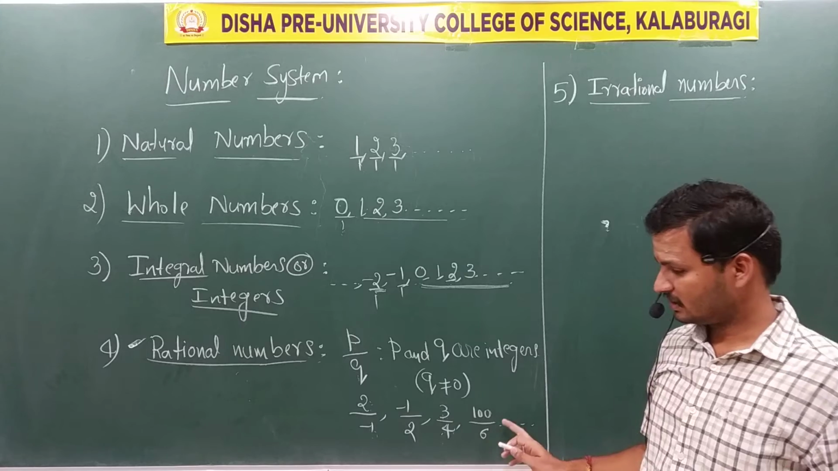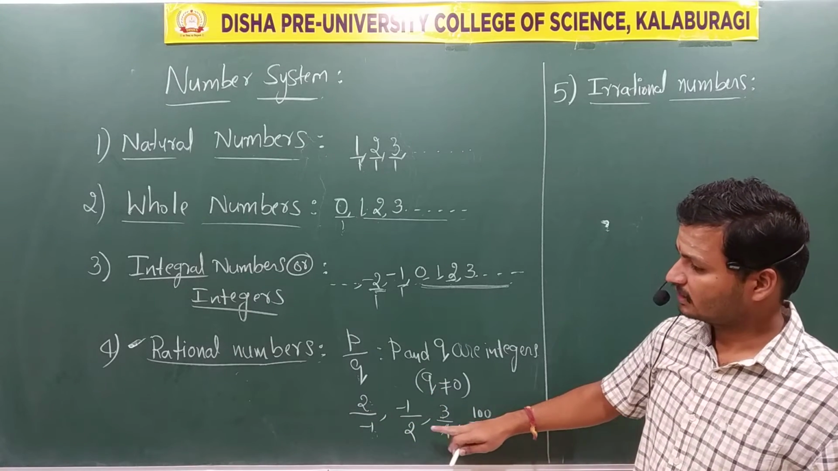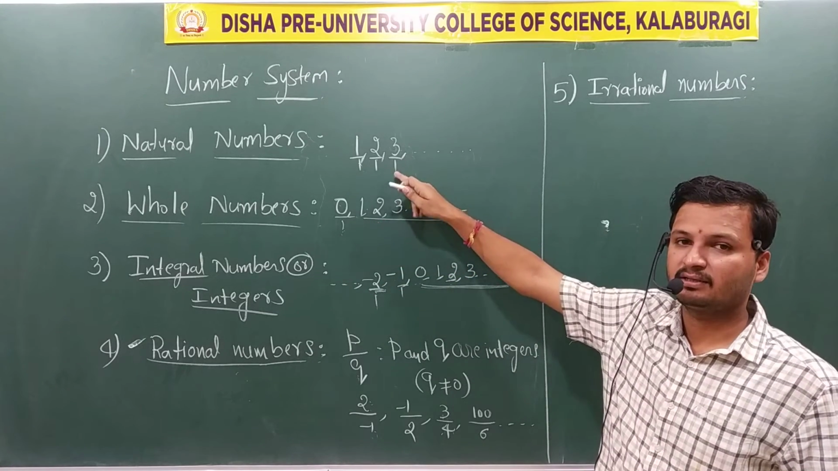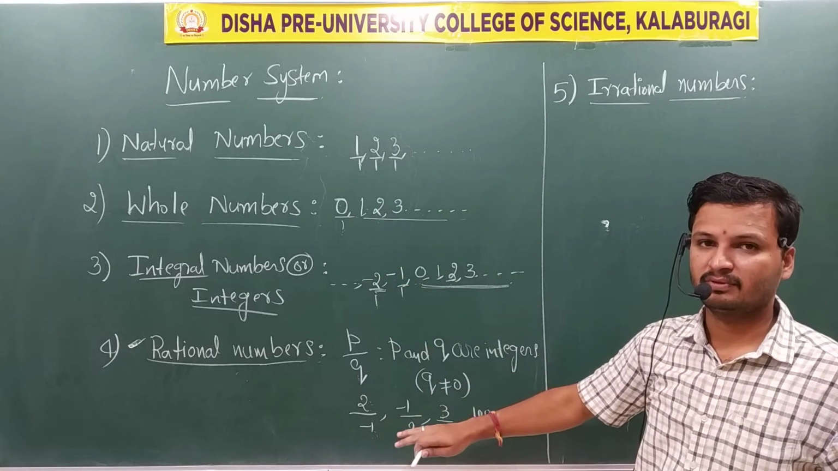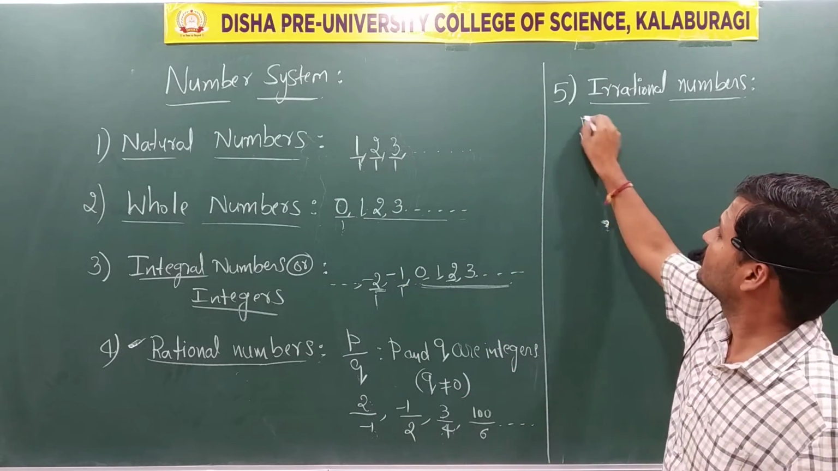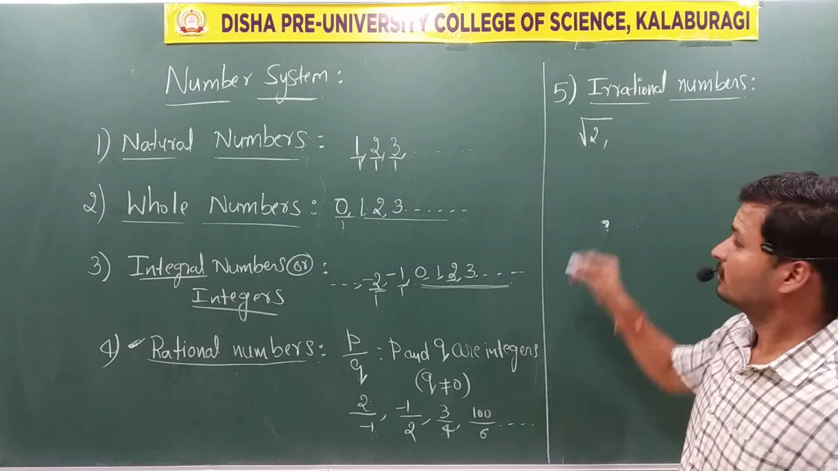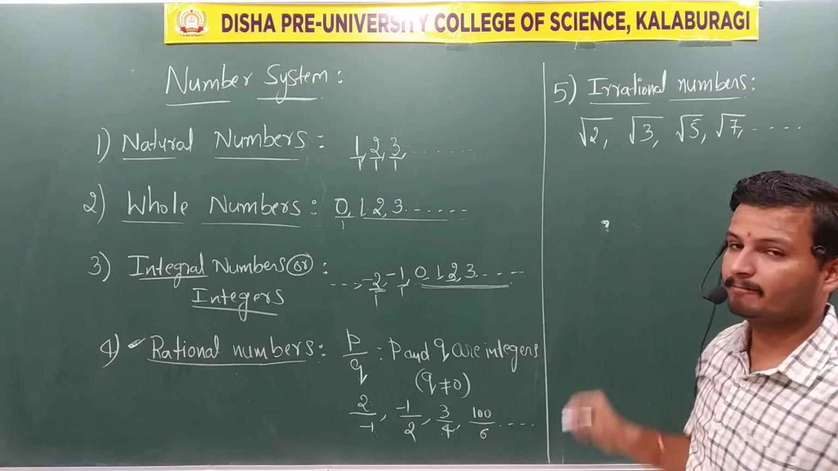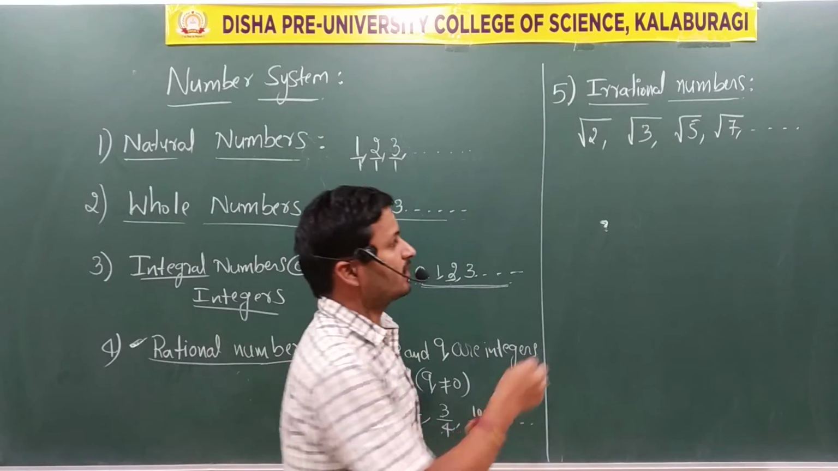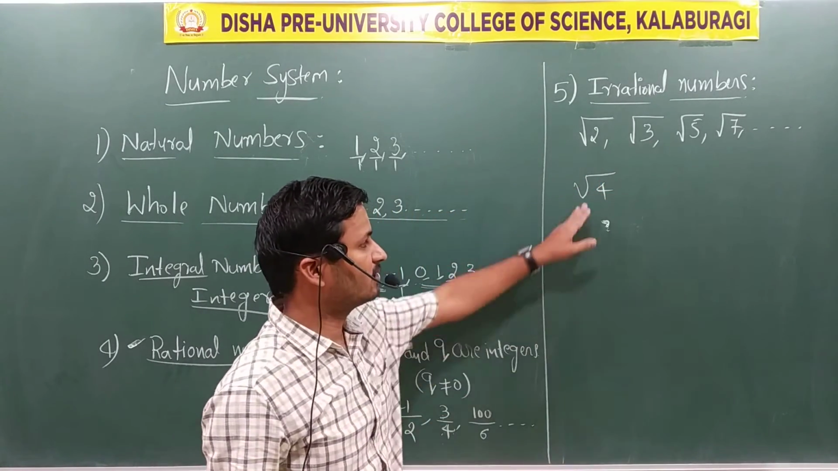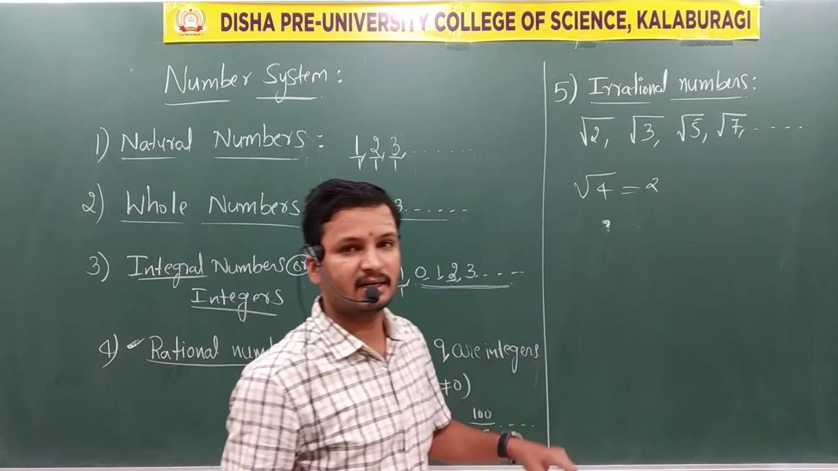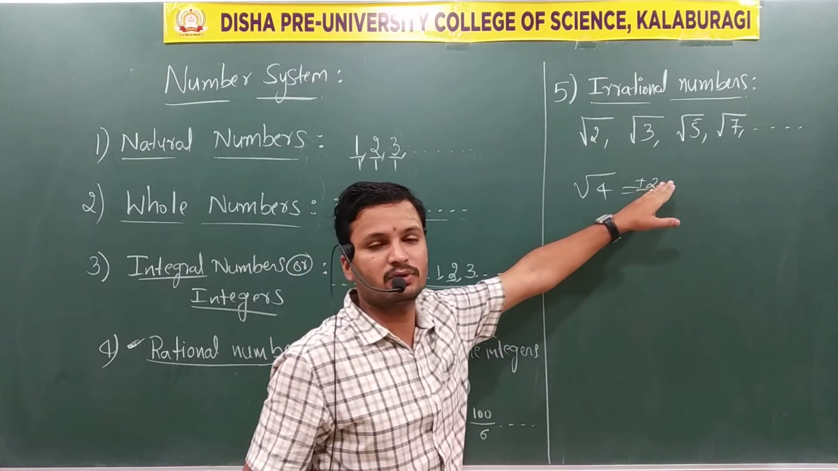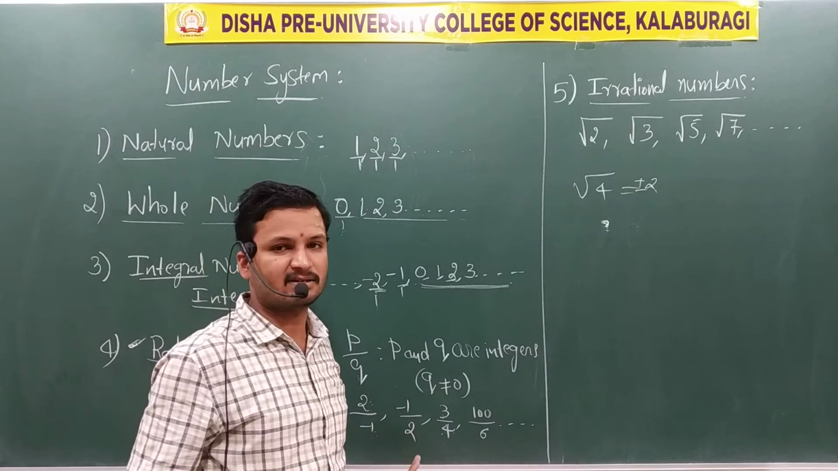For example, see what all numbers are there? In the rational number system, integers are there, whole numbers are there, natural numbers are there. That means except these values, some other numbers are there. Like square root of 2, square root of 3, square root of 5, square root of 7. These are all irrational numbers. But the square root of 4 is not an irrational number, because the square root of 4 is plus or minus 2, and 2 is an integer. It is a rational number.